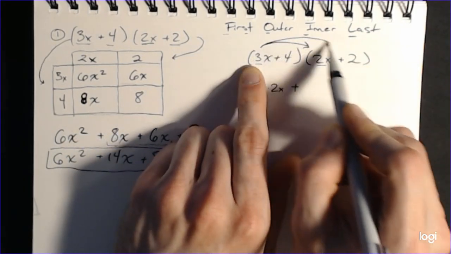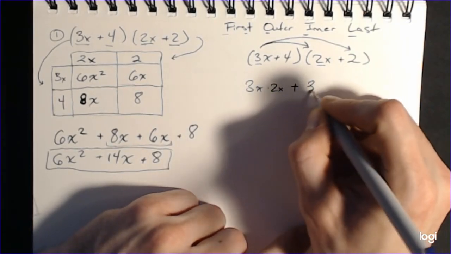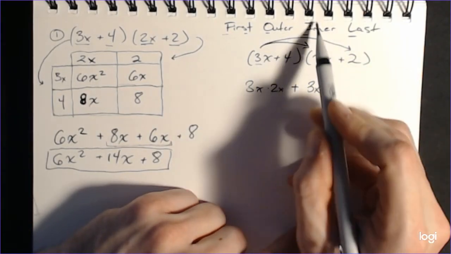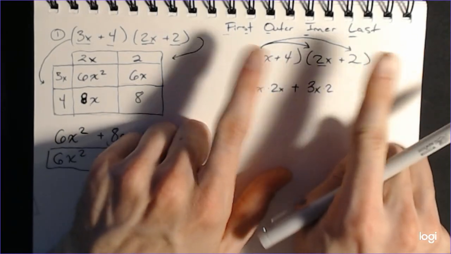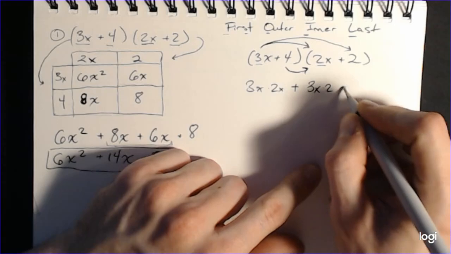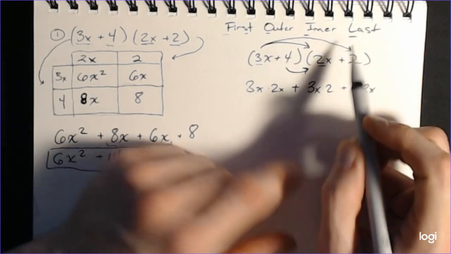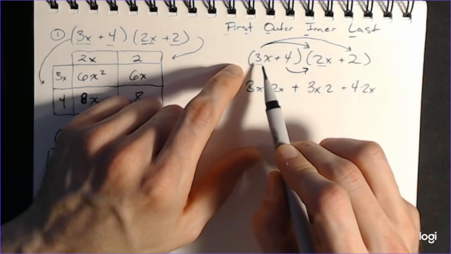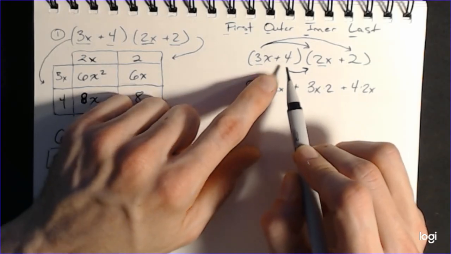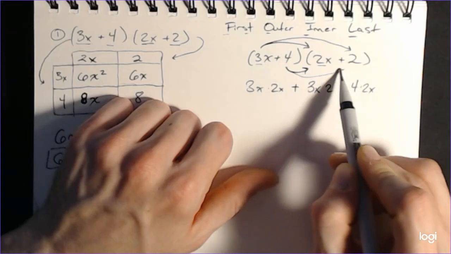So we do 3 times 2, or 3x times 2. And then we multiply the inner terms. So these are the outer terms. These are the inner terms. 4 times 2x. And then the last terms. So we have 2 of these. It's 3x plus 4. 4 comes last. 2x plus 2. 2 comes last. We multiply those two together.